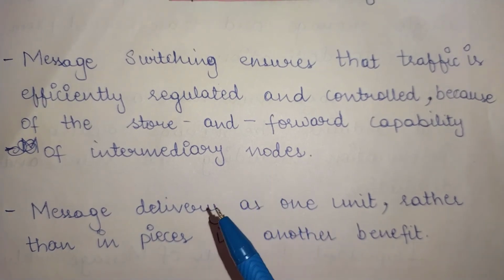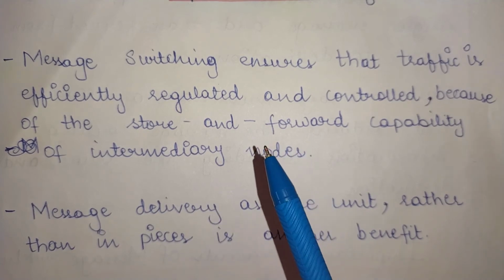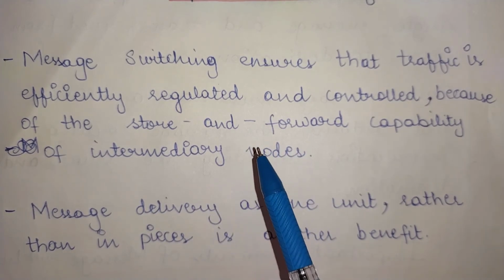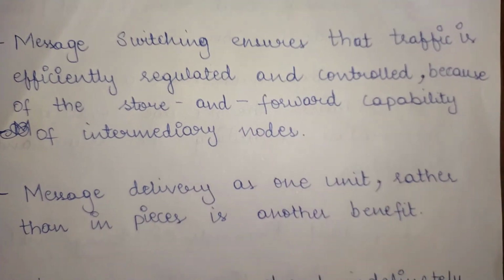Now, message switching ensures that traffic is efficiently regulated and controlled. Why? Because of the store and forward capability. Because the message is not forwarded until you find a free outgoing line. Right? So that means there is no possibility of congestion over here. So obviously the traffic is well regulated and controlled.